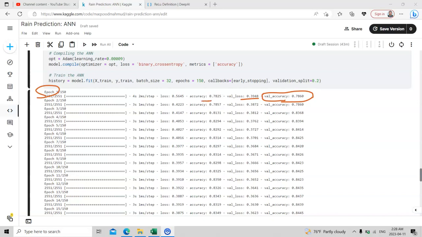Accuracy was 0.78, which means 78%, and this is the validation accuracy. Validation means the test accuracy, and the loss is this one. So here you see the normal loss and the normal accuracy of the overall function on the training set, and this is the validation loss and validation accuracy. So we have categorized this into two parts.